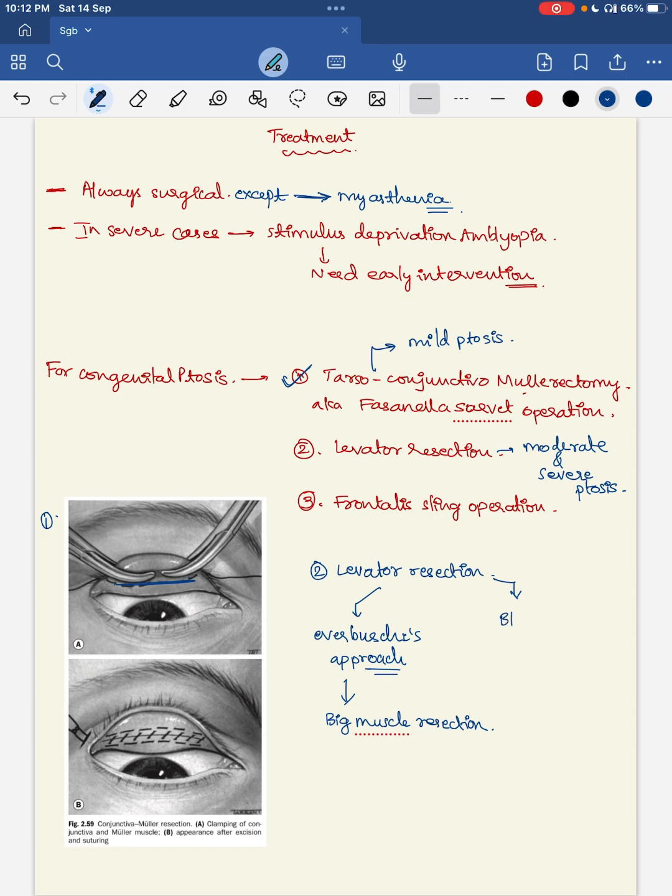Another one is Blaskowicz's operation, the approach in which the incision is given on the palpebral conjunctiva. Here you cannot remove large muscles, but it is more commonly done. The amount of levator palpebrae muscle removed is actually an index of the eye surgeon himself. He will assess how much muscle has to be removed once he gives an incision. Upon opening the field itself, we can find out how much muscle has to be resected.